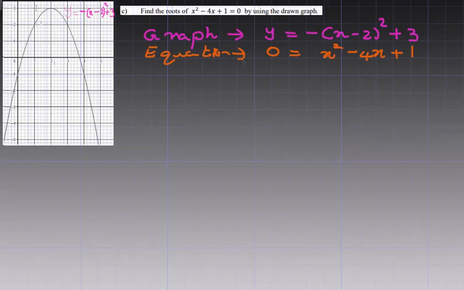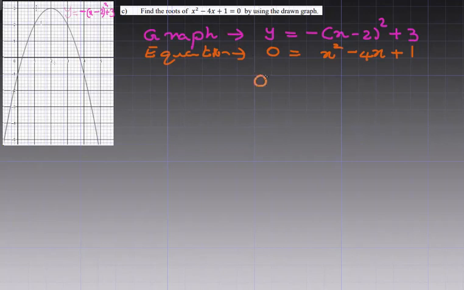So then what do we do? We can change the equation we are supposed to solve to the format of the graph's equation. How do we do it? We have to do the process of completing the square. So how do we complete the square?